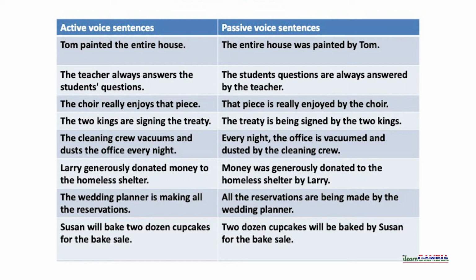What is the object? The entire house. Because it comes after the verb, it receives the action. Now in a passive voice, what do you do? The object becomes the subject. Now instead of the entire house coming last in the sentence, it should now begin the sentence. We say the entire house was painted by Tom. So you can see in an active voice, Tom begins the sentence. But in a passive voice, Tom ends the sentence. In an active voice, the entire house ends the sentence, but in a passive voice, the entire house begins the sentence.